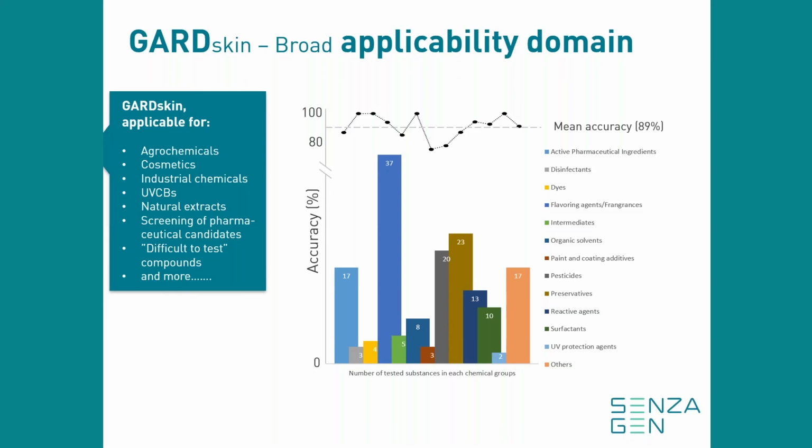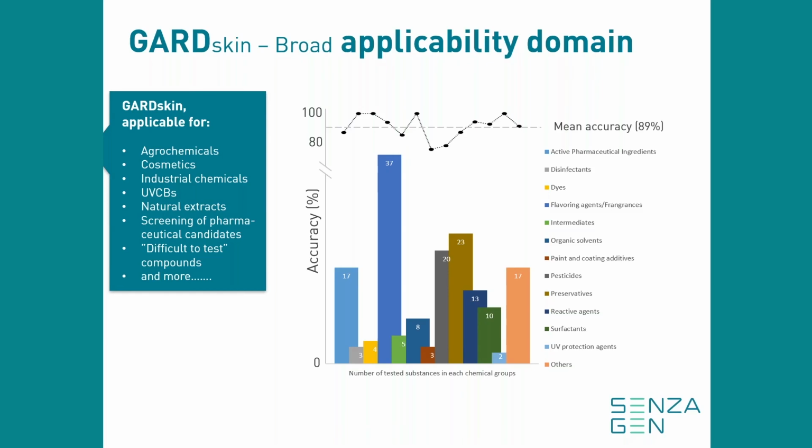So we have the mean accuracy at 89%, and you can see how the accuracy is not very far away from this measure for any of the groups that we have tested here. So that's an indicator that we can test many different industrial applications.